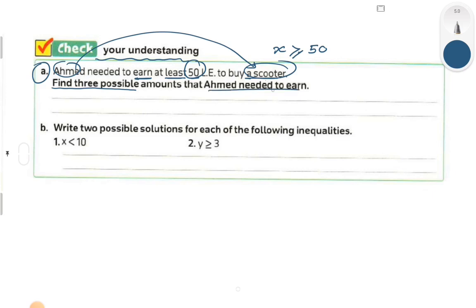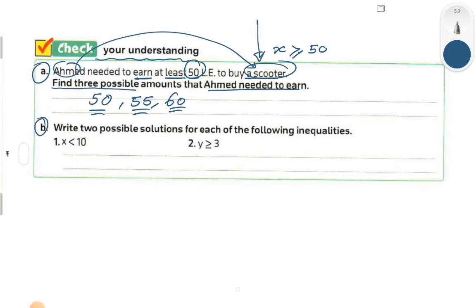So Ahmed needed to earn maybe 50 pounds, it's okay, or more, maybe 55, maybe 60 or 70, and so on. Okay, so with this amount of money Ahmed can buy this scooter.